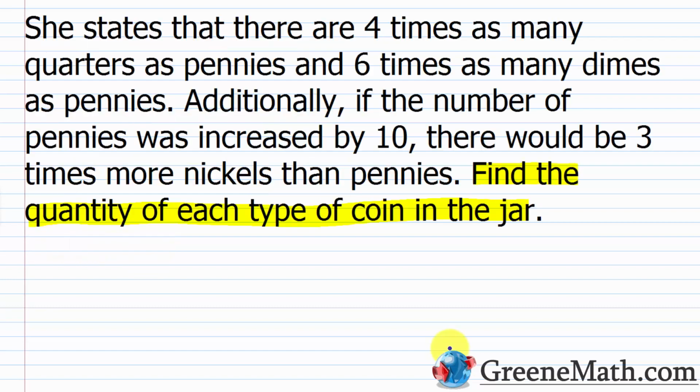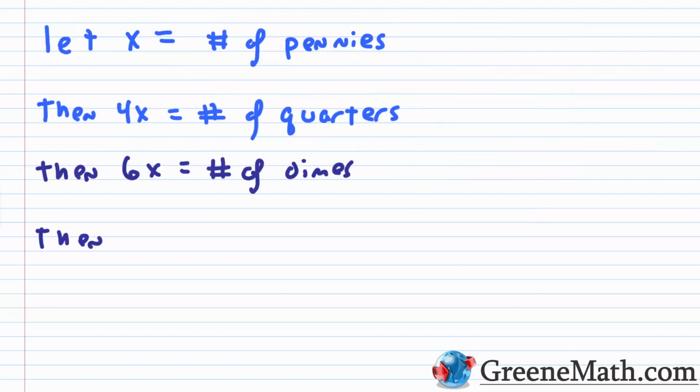Then it tells us if the number of pennies was increased by 10. So I have x number of pennies. If I increased it by 10, that would be x plus 10. There would be 3 times more nickels than pennies. So in other words, if I take x, the number of pennies, and add 10 to it, and multiply that amount by 3, that's how many nickels I would have. So 3 times the quantity x plus 10 is equal to the number of nickels.